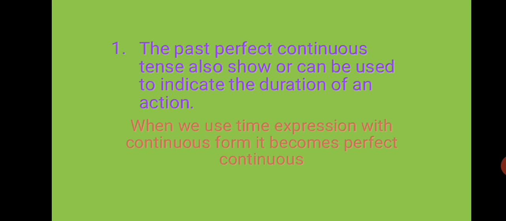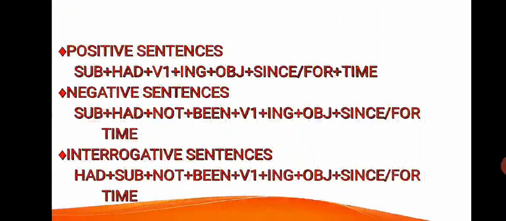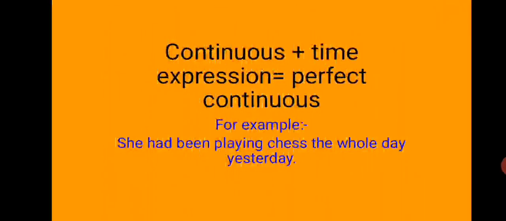When we use time expression with continuous form, it becomes perfect continuous. Continuous plus time expression is equal to perfect continuous. For example, she had been playing chess the whole day yesterday. Here, the whole day is the time expression, and the time expression is normally indicated by words like since, for, whole, all, throughout, how long, all along, etc.